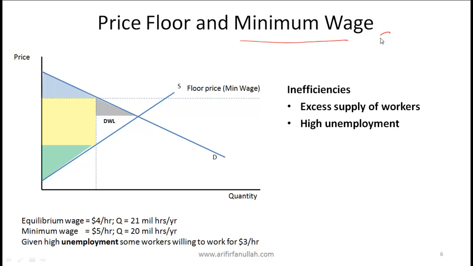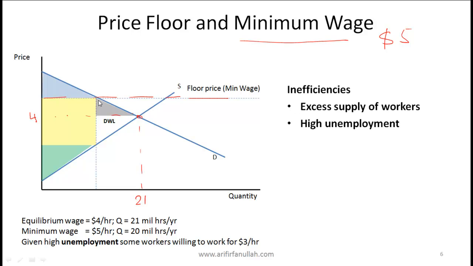What happens when there's a price floor? If the price floor is established above the equilibrium wage, so in this example, let's say the price floor is set over here. Without the price floor, let's say that the equilibrium wage would have been $4. And let's say that at an equilibrium wage of $4, the quantity of labor is 21 million hours per year. When the minimum wage is imposed at $5, what is going to happen?